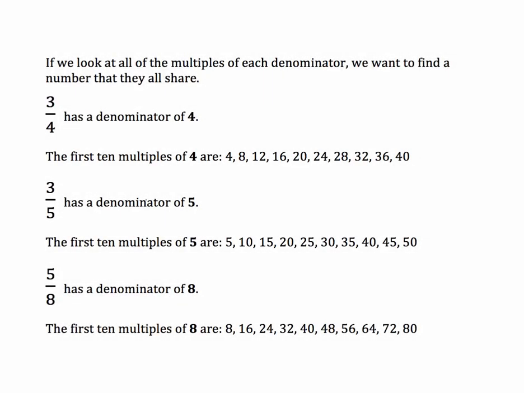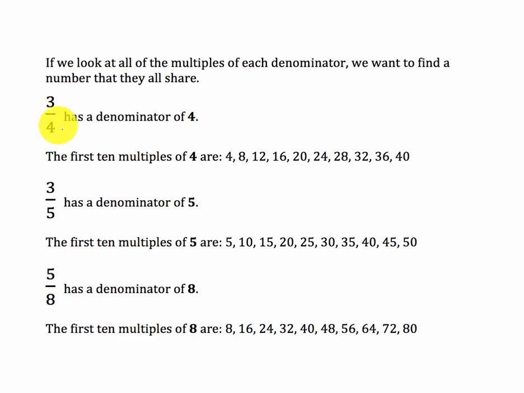So what we're trying to do here is, again, find out if we can multiply the denominator, the 4, the 5, the 8, by some different numbers to all get to the same number, the same denominator. That's called a common denominator. So in order to do this, we want to look at the multiples of each of these.